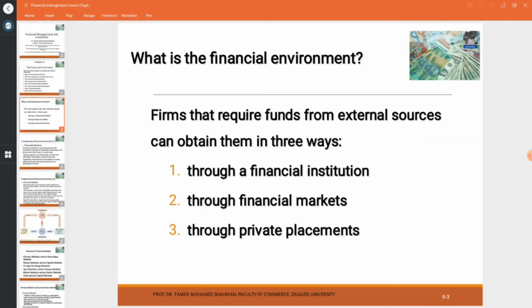Let us start by the first part, which is the definition of financial environment. What is the financial environment? In general, the firm that requires funds from external sources could obtain these requirements from three different sources. The first source of obtaining the required fund is through a financial institution. The second source is through the financial markets, or finally the firm could obtain its required fund through private placement.